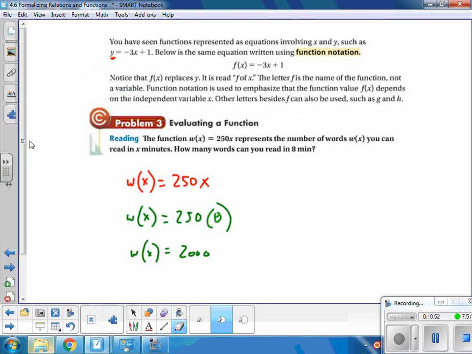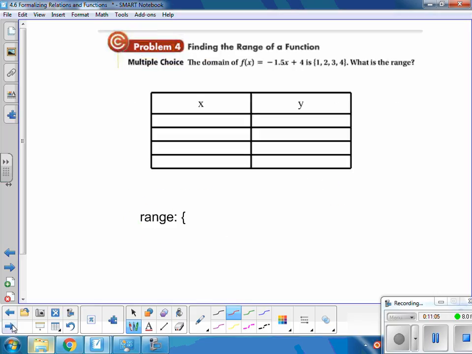So the main thing for this guy is just keep in mind that when you start seeing something like this, function of x, you're actually looking at y equals. So it's just different, okay? But as we move further on in our maturity of algebra, that's how we're going to start seeing functions. Finding the range of a function, okay?